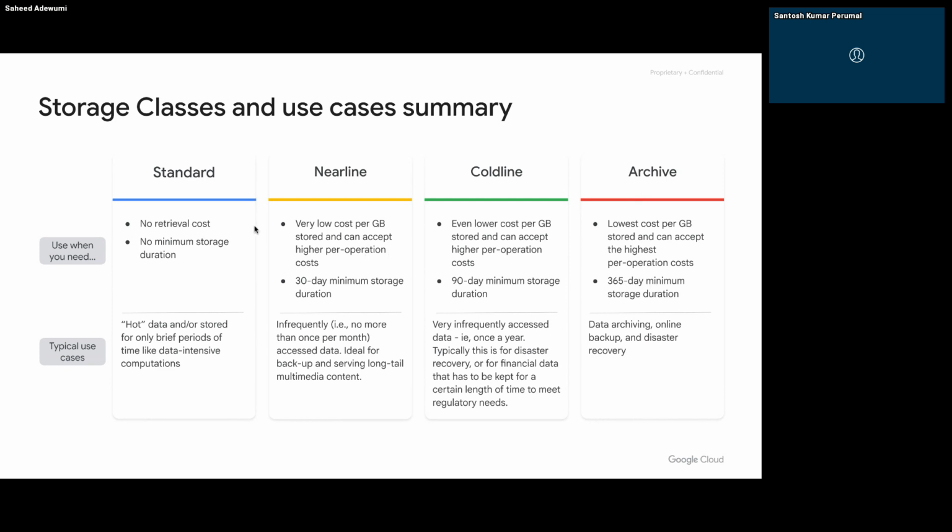So the accessibility depends on the cost. You see this is very low cost, this is even lower, and this is the lowest. So if you are storing your data, you have to choose the class based on how you want the user to be accessing the data. Archive is mostly used for data archive or data recovery, just for saving backups in order to save you cost.